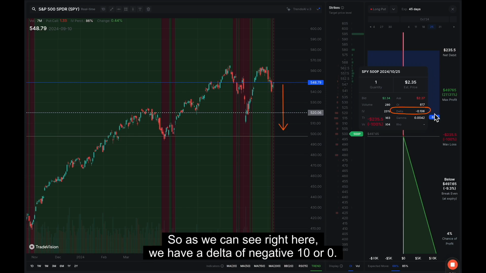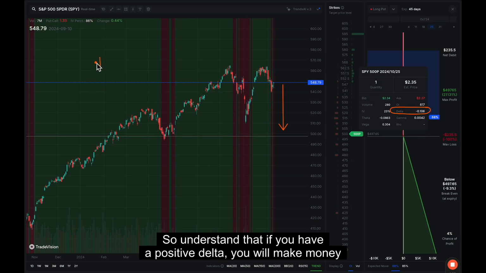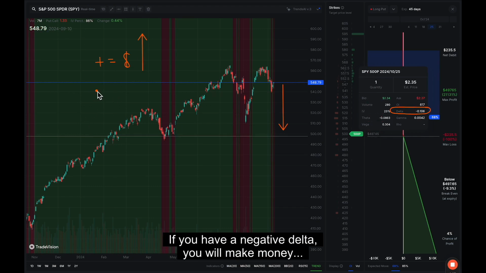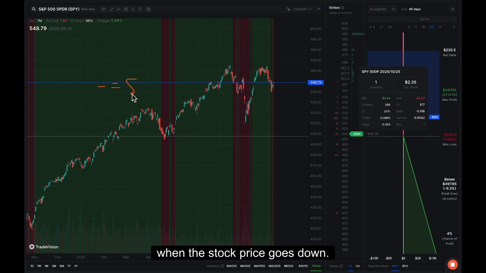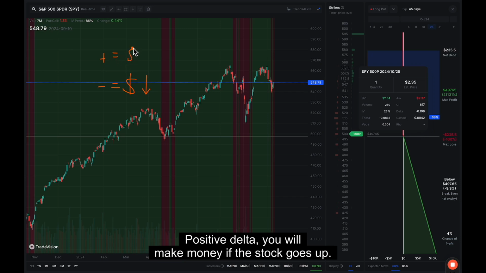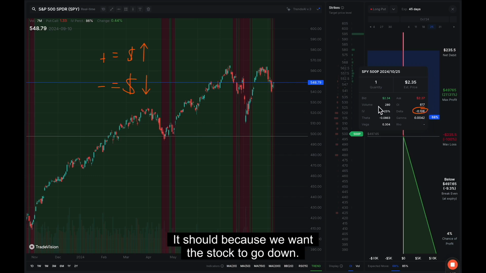So as we can see right here, we have a delta of negative 0.106. So understand that if you have a positive delta, you will make money if the stock price goes up. If you have a negative delta, you will make money when the stock price goes down. Right? Positive delta, you will make money if the stock goes up. So with the put option, we have a negative delta right here, as you can see. That makes sense, right? It should, because we want the stock to go down if we're buying a put option.